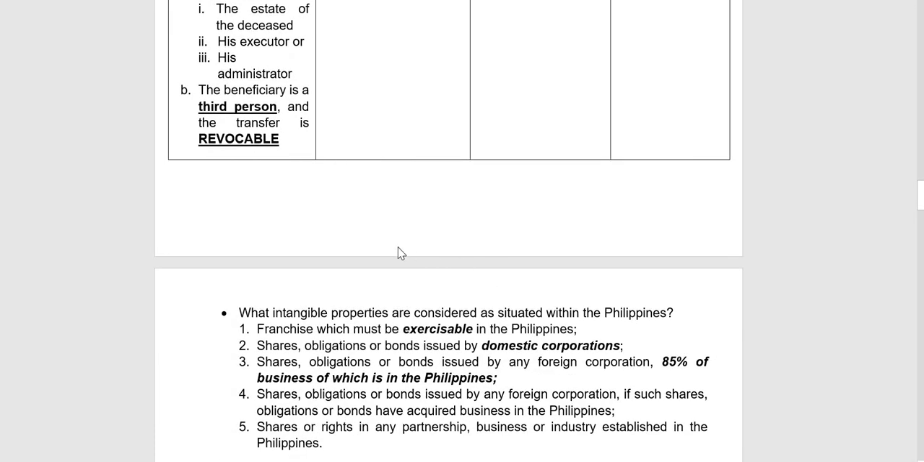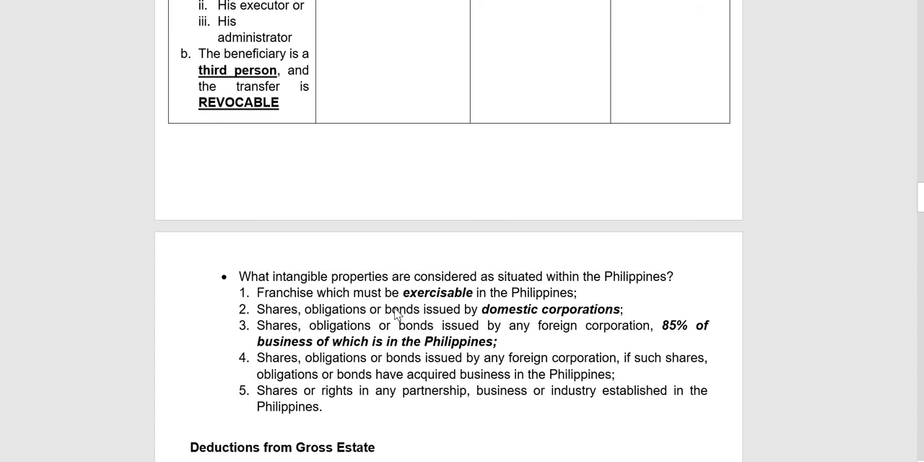So we have here, especially for non-resident aliens, since they are taxable only within the Philippines, what intangible assets or properties are considered as situated in the Philippines? For tangible properties, it is easy to trace, like where the property is located. But for intangible properties, how do we know that the situs is within the Philippines?